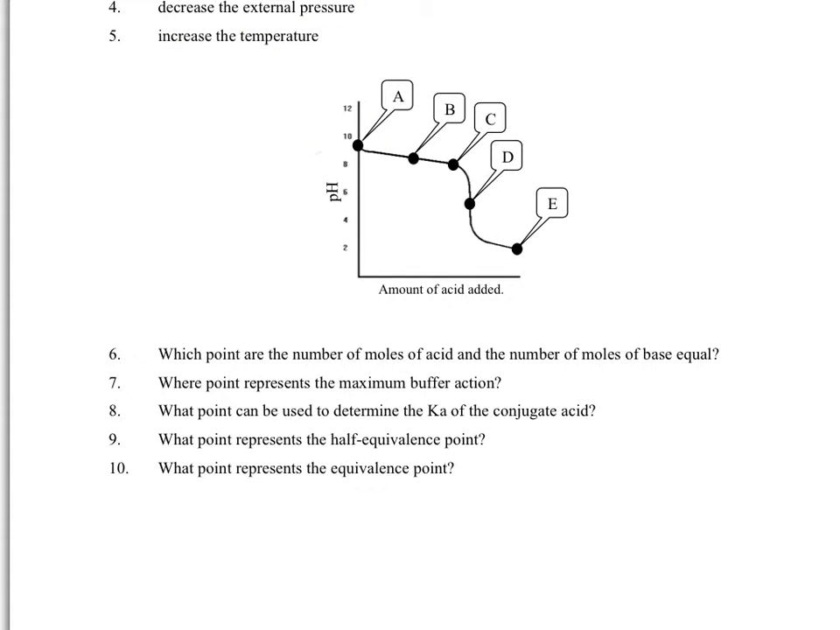Okay, all right. So we're starting with a weak base because it's less than 12, but it ends at about 2. Yeah, so it's a strong acid. So the first question, at which point are the number of moles of acid and the number of moles of base equal? What do we call that point? Equivalence.